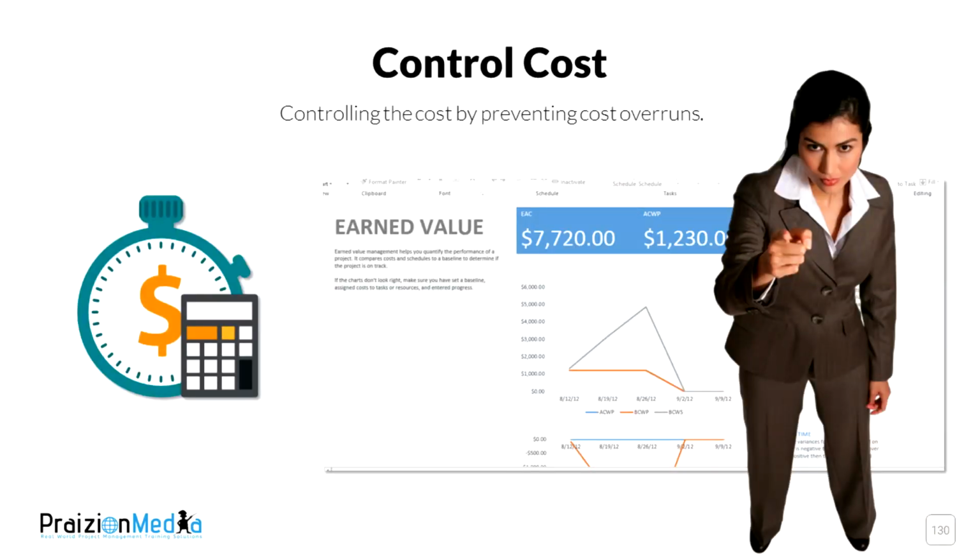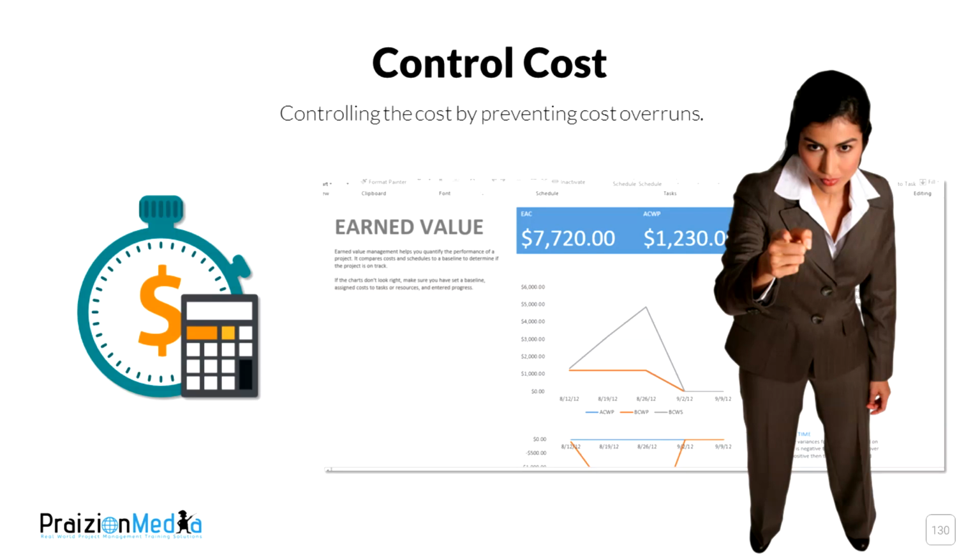Next process here is control cost. Well, in control cost, there is a very important technique called earned value management. And this could take another 2 hours to talk about. So we won't talk about earned value here, but I would highly advise you to watch my videos on earned value management. Earned value management is a way that we keep our costs under control.